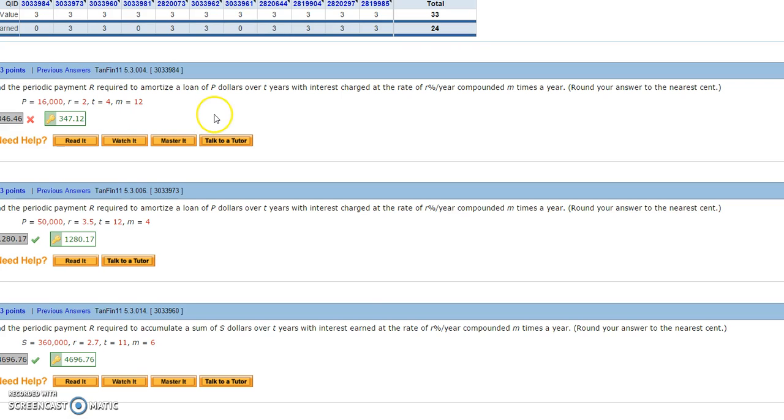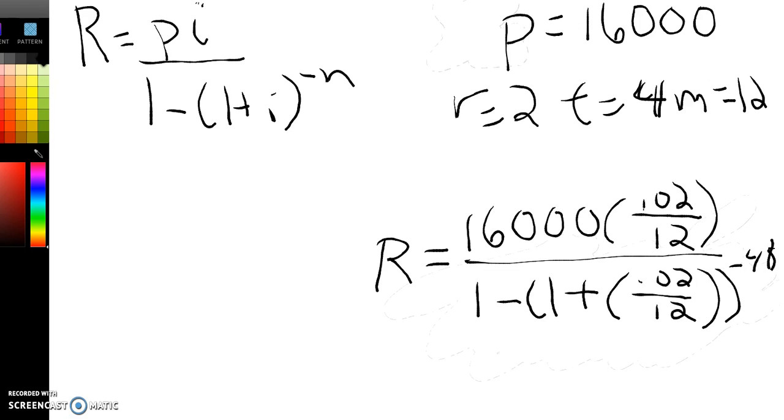I'm going to plug that into the formula that they gave me, which looks like this. R is equal to P times I over 1 minus 1 plus I raised to the negative n. Got this directly out of the book, so you need to consult that if you want to see it a little more clearly. These are the numbers they gave me.